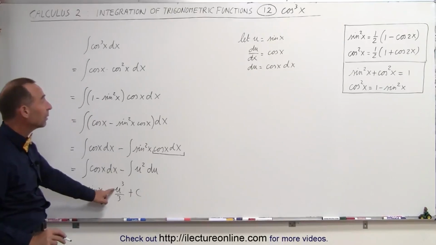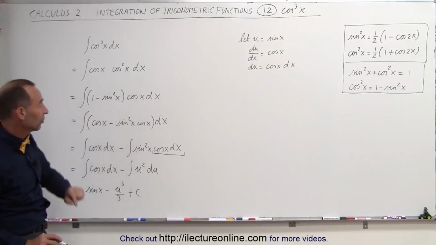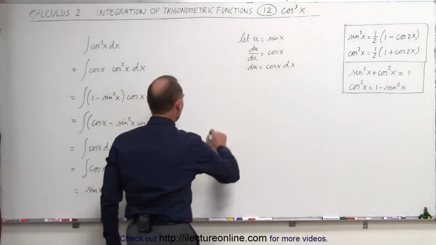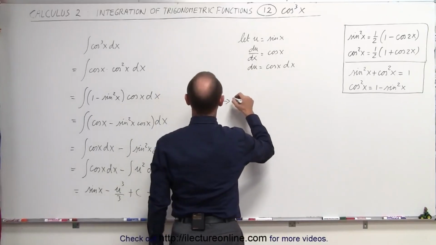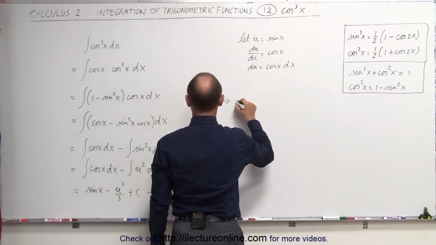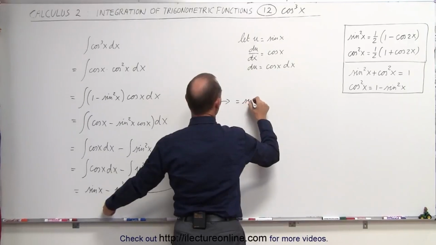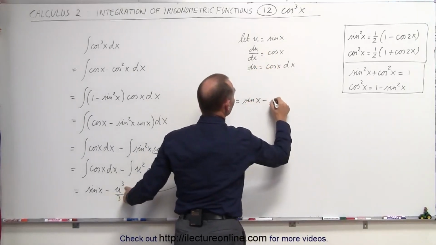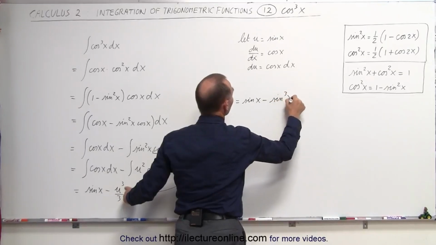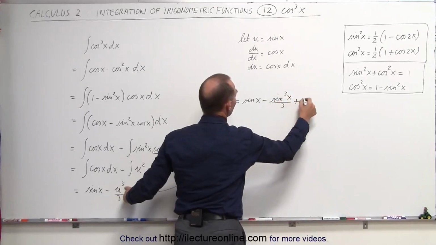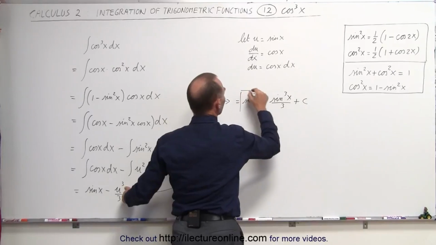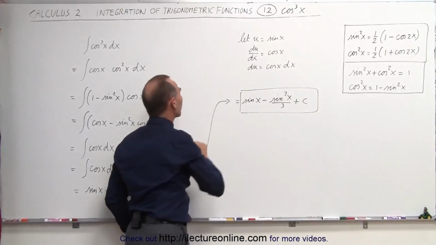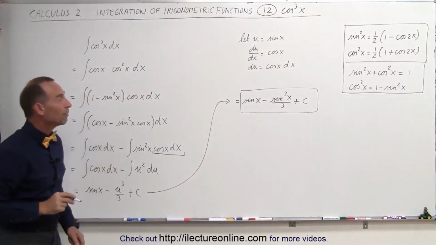Now I have to plug back in what u is equal to. U is equal to the sine of x. So this becomes the following. The integral of the cosine cube of x is equal to the sine of x minus u, which is sine of x. So that would be the sine cube of x divided by 3 plus a constant of integration. And this then would be the integral of the cosine cube of x.